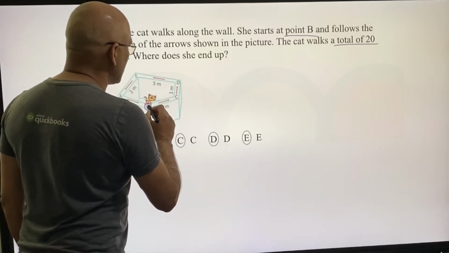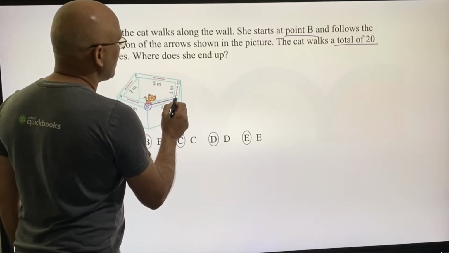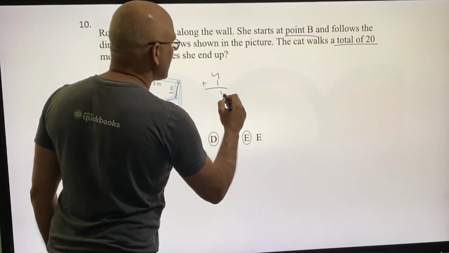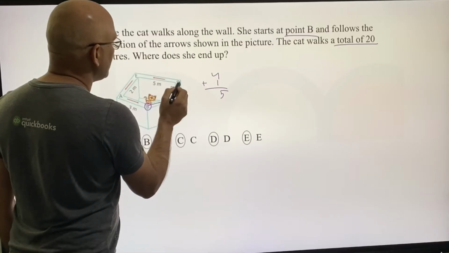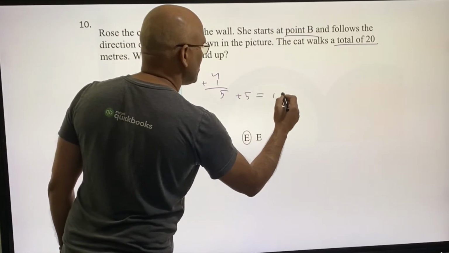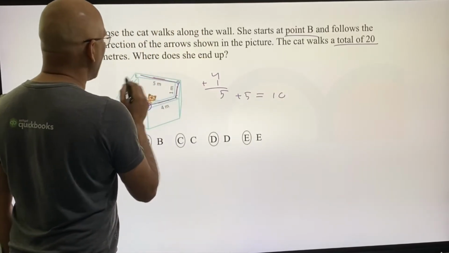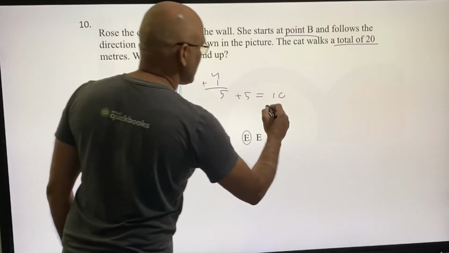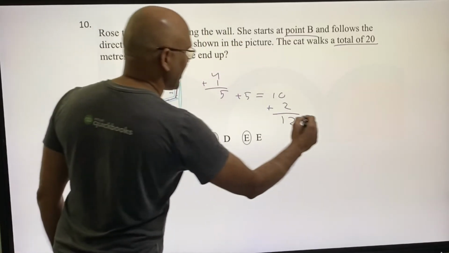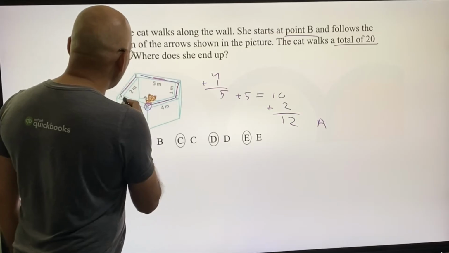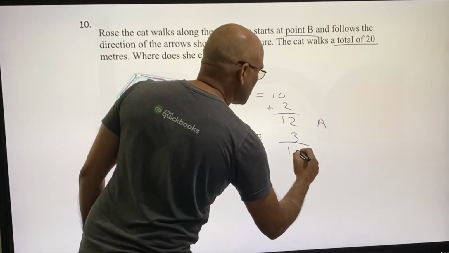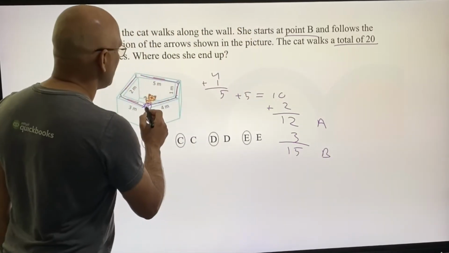So this is 4 plus 1. So 4 plus 1 is 5. And then D to E is another 5. So 10. We are at E now. E to A is plus 2 is 12. So 12 we are at A. And then A to B is another 3. So this is 15. We are at B now.